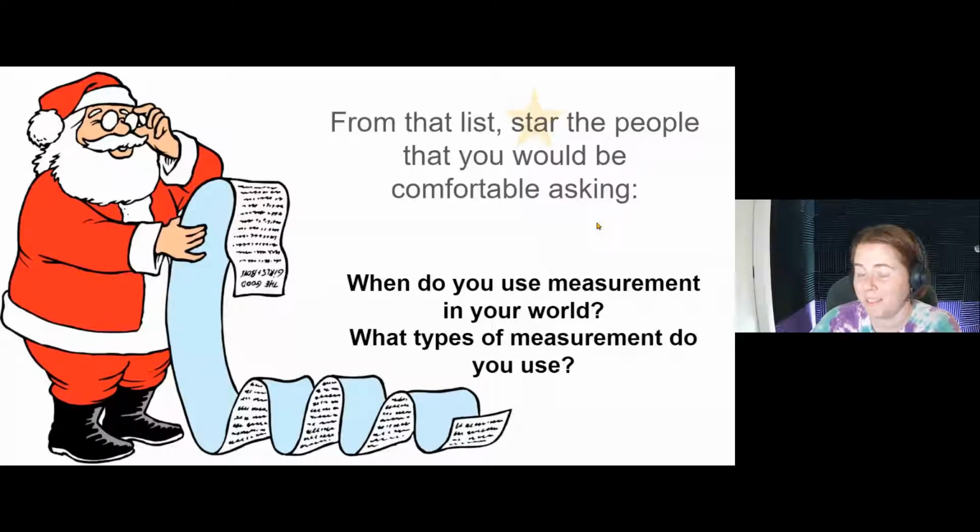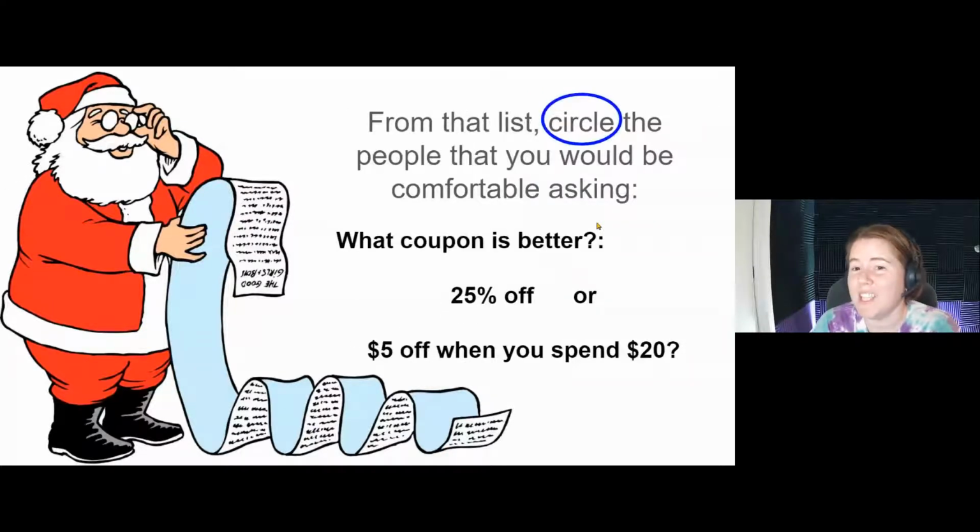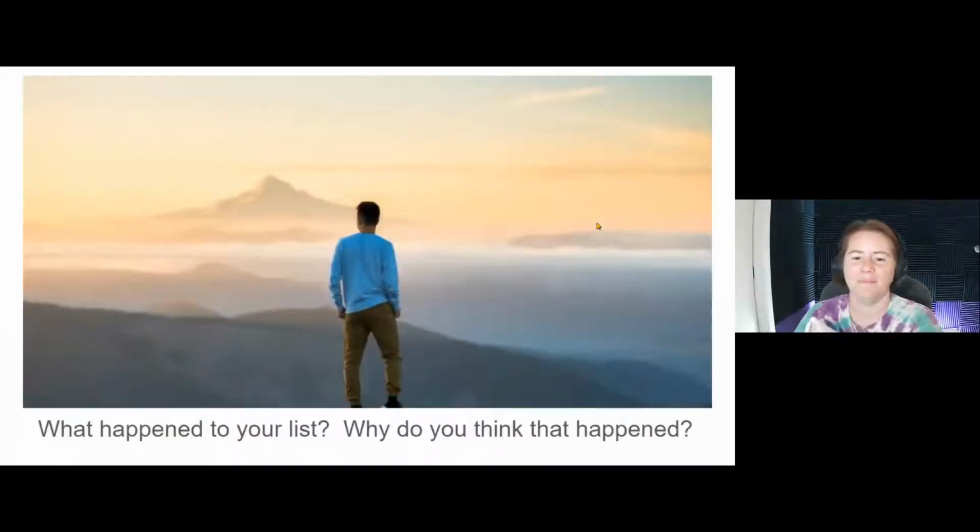The last part of this activity is from that list, circle the names of the people that you're comfortable asking this question. What coupon is better, 25% off or $5 off when you spend $20? Take a look at your list. What do you notice about that list? Take a moment, write a little noticing there in the chat box. What did you notice about that list?